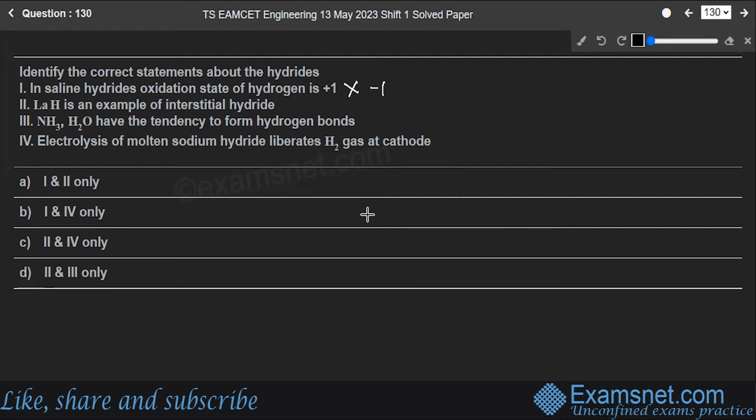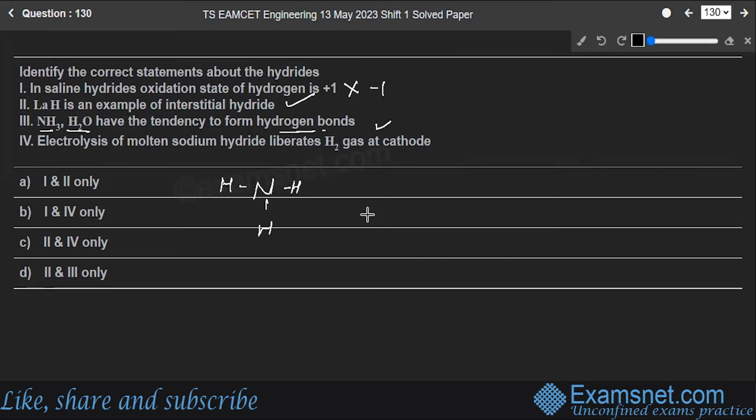This is true. Next one, NH3 and H2O, that is ammonia and water, have the tendency to form hydrogen bonds. This is also correct. They have the tendency to form the hydrogen bond. So statement 3 is correct. Let's see over here. This is ammonia.